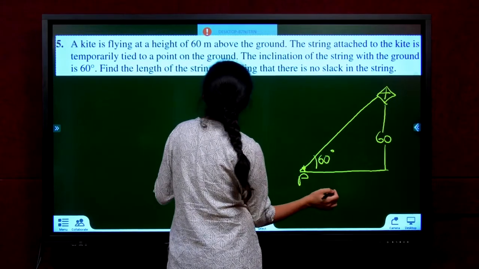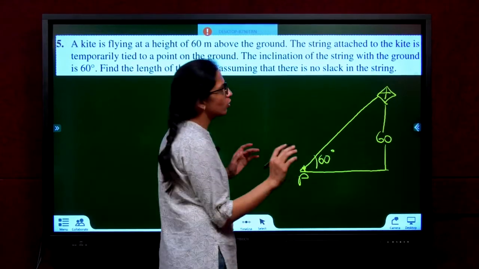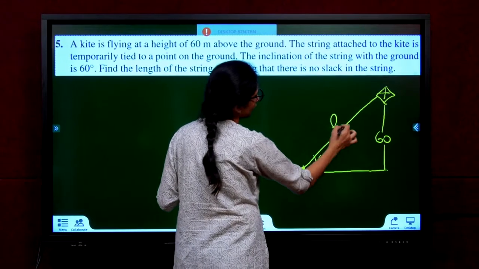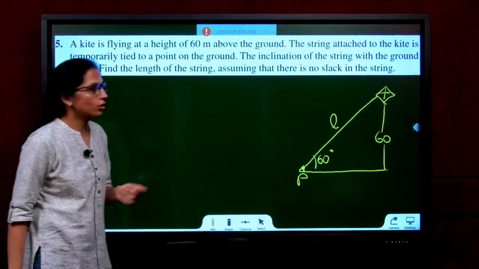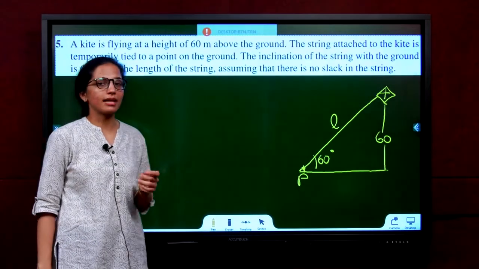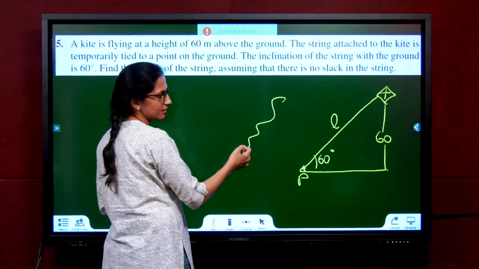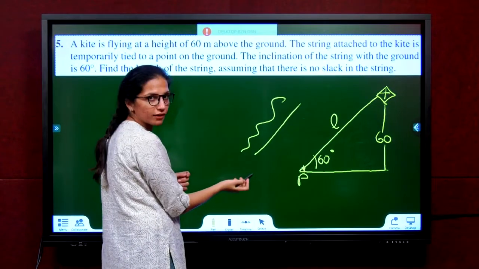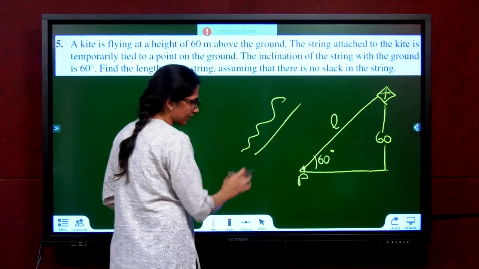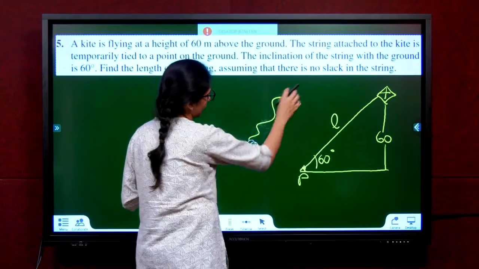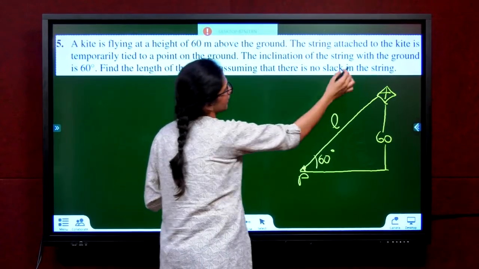Find the length of the string, assuming that there is no slack in the string. Let's find the length of the string. Assuming there is no slack in the string. What does this mean, no slack in the string? The string is not in this form. This length will be different, this length will be different, right? So they are saying take it like a straight line. This is not a straight line. Okay. So now how do we do this? Again, easy question.